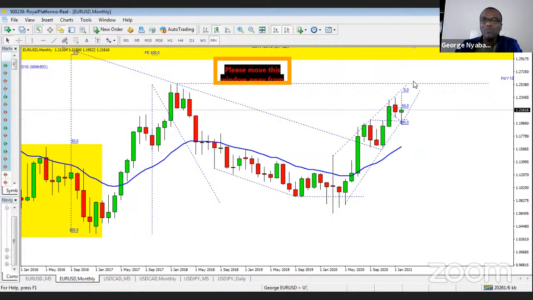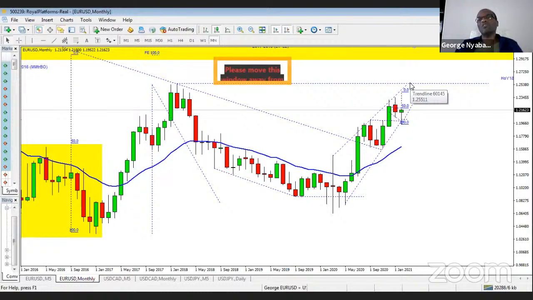Either we break out above the little pattern, which will also be a breakout above this high that we have, which is the February 2018 high. And once we have that breakout, I always have to wait to see if there's follow through.